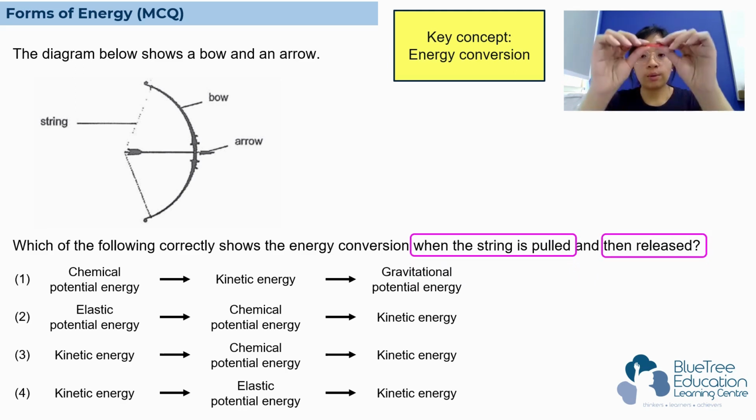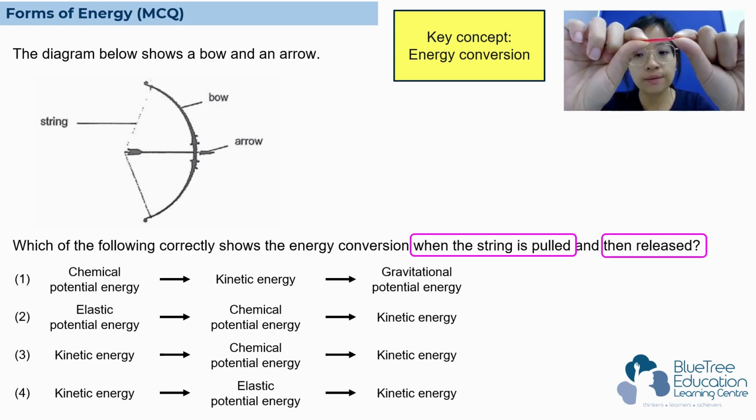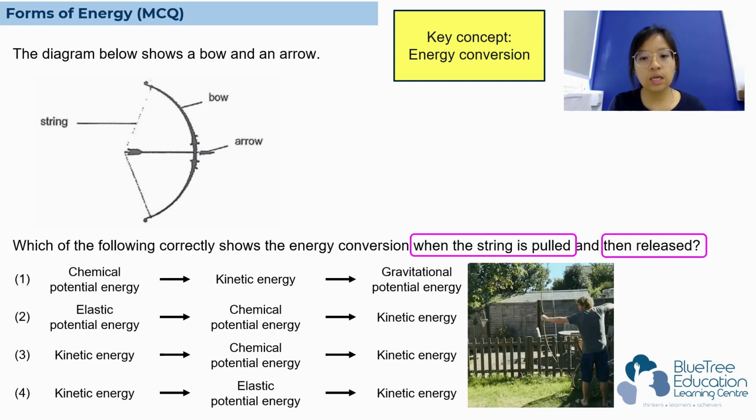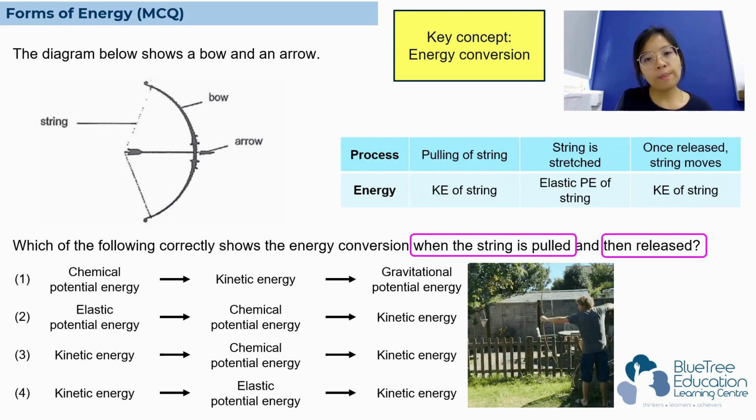So I have a rubber band in my hand, which is something similar to the string and the arrow. Okay, so when I pull it and when I release it, this is what they are looking for. Okay, so let's take a look. This is how the bow and arrow will look like. So if you have tried archery before, you have seen this before. Okay, so there are three parts to this.